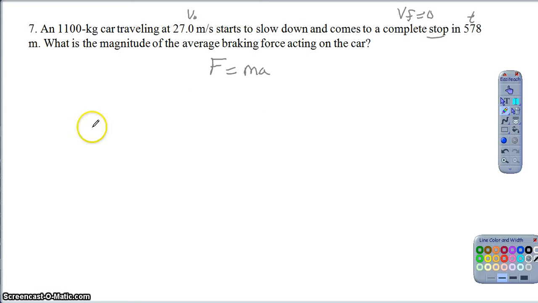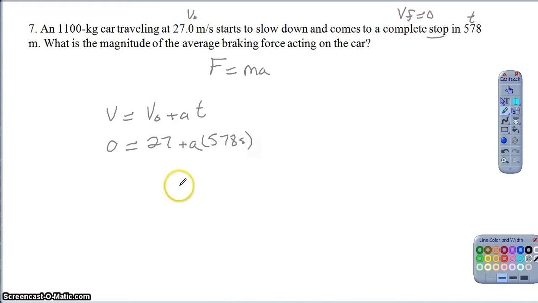So this is truly just doing a step of kinematics and then plugging it into my force equals mass times acceleration. So if I do kinematics, I know my final velocity, I know my initial velocity, I'm looking for my acceleration, and I know my time. So plugging that in, I get 0 equals 27. Notice the units are what I want, they are meters per second, but make sure you're paying attention to that. And then 578 seconds. Right, so then solving for this, I obviously get a negative acceleration. So I get an acceleration that's negative 0.046 meters per second squared.